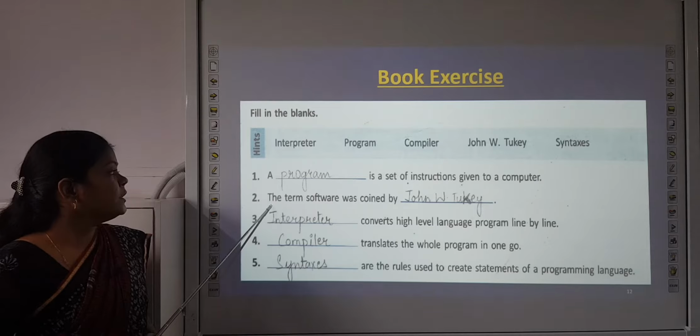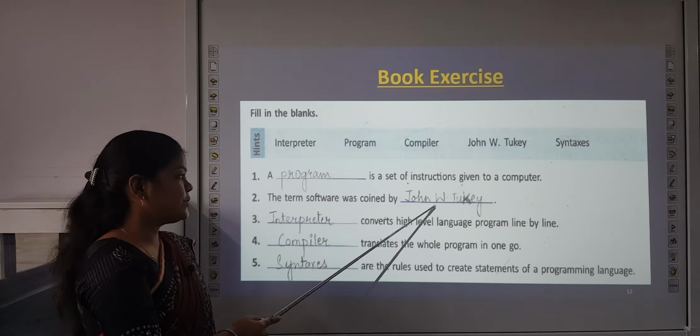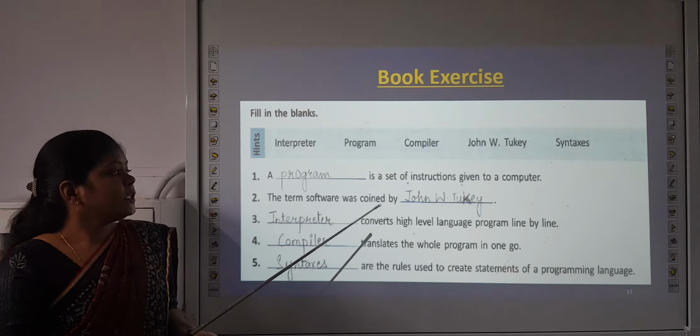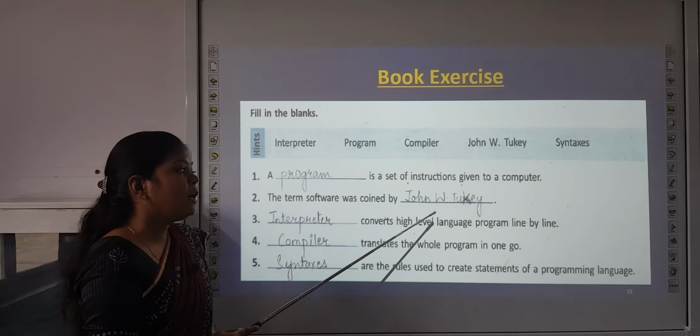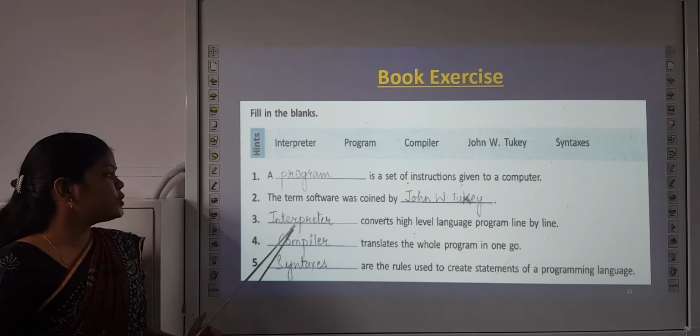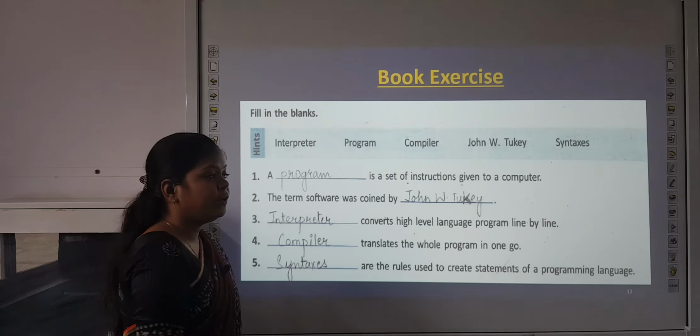Next we have, the term software was coined by dash. The term software was introduced by John W. Tukey. So, you have to write here John W. Tukey.